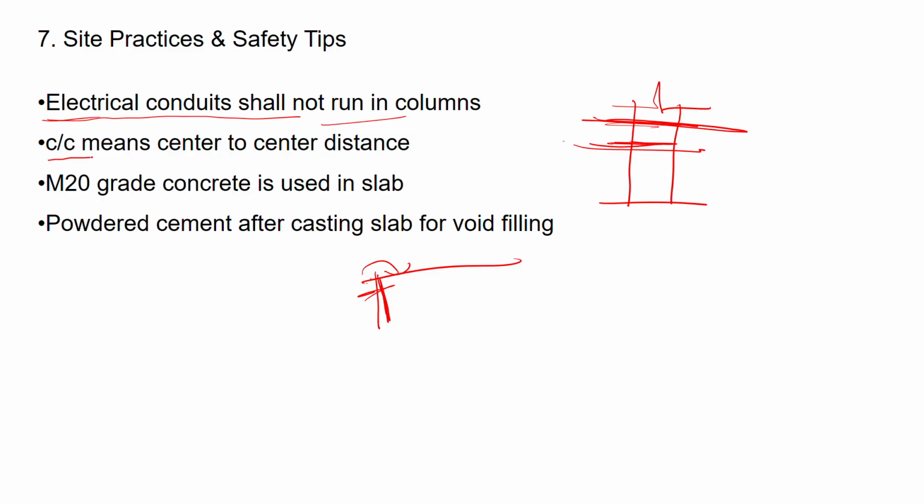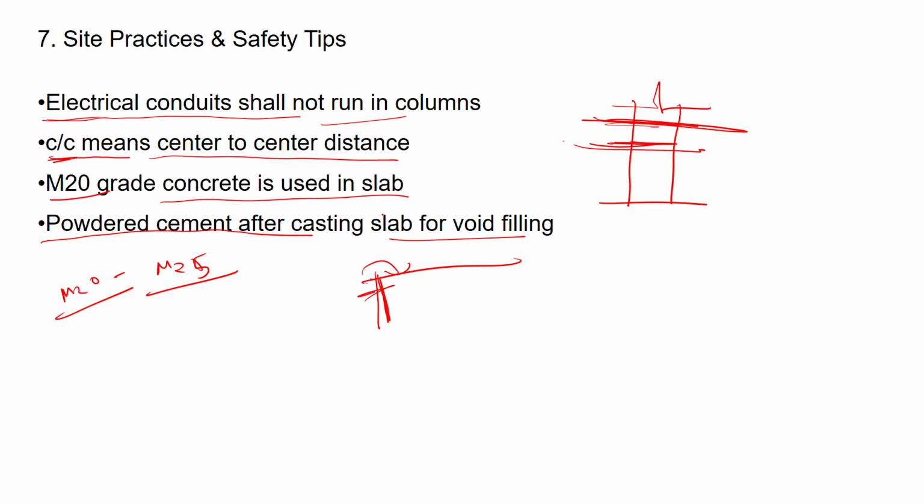CC means center to center distance. Please remember that. Then M20 grade concrete is used in slab. Normally, that is the minimum that we start with. Usually, these days, people go with M25. You can go with M20. Then powder cement after casting slab. I've explained that just before. So this is how it works.